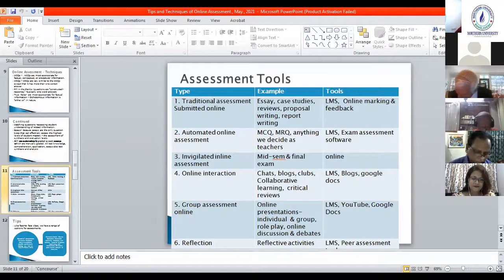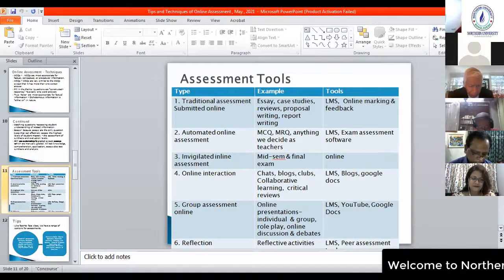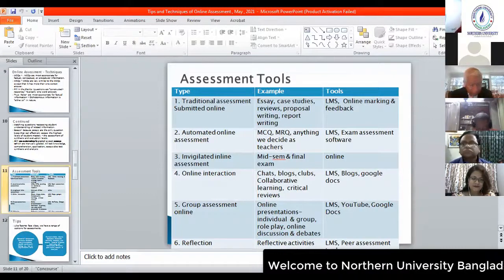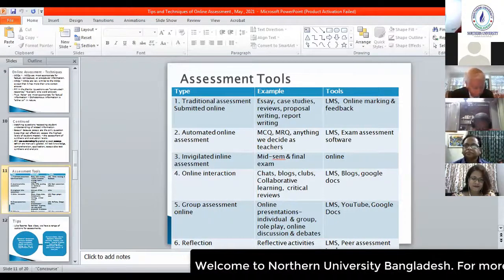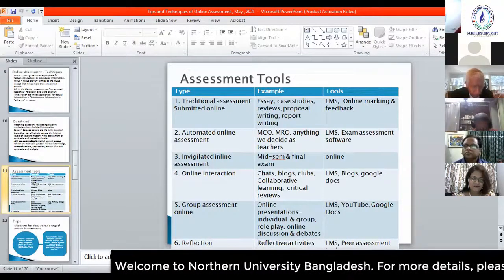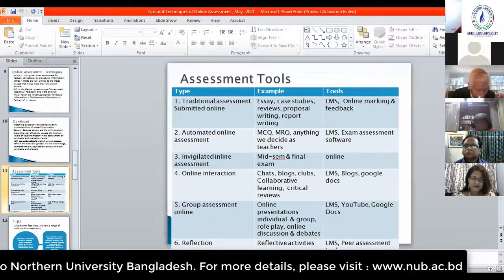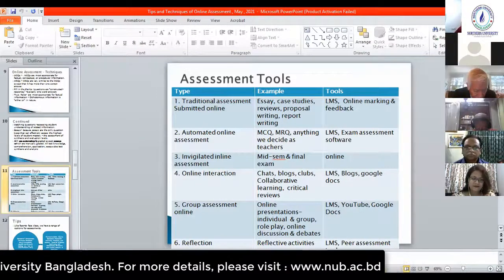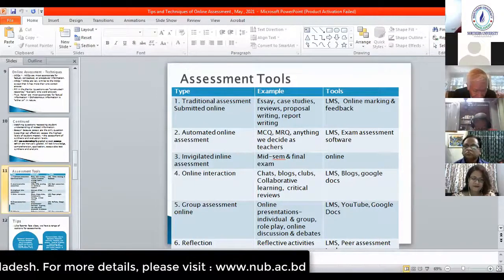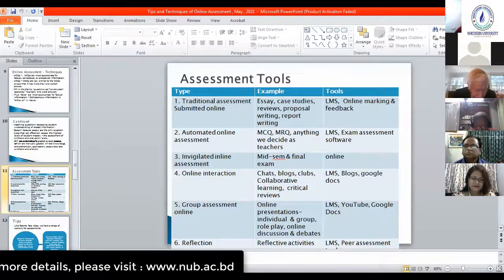Group assessment online, well, when we talk about group assessment, definitely online presentations, which are individual and group, one is leading, the other one is looking at it, and there are also group work which is assigned by the teacher, and one of them will present that. There are role plays in OB and HR. I think role plays really help them understand the concept.